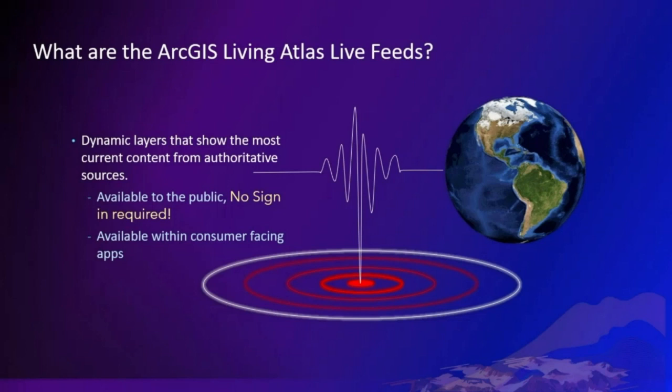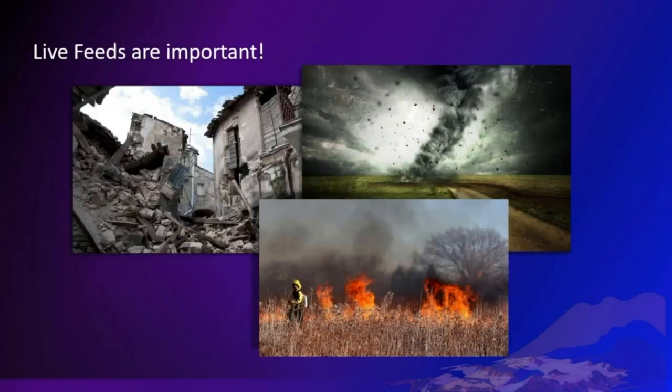Many are already available within consumer-facing applications such as Drought Monitor. These Livefeeds are incredibly important. As our world becomes more and more complex, we need current information. This current information helps us respond to these complexities, helps us understand how we are responding to events and managing our activities. Timely information helps us live in a sustainable and resilient way.